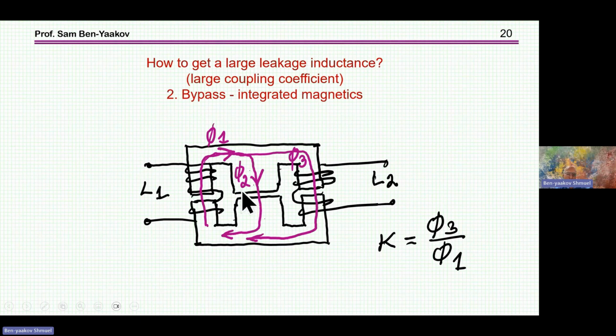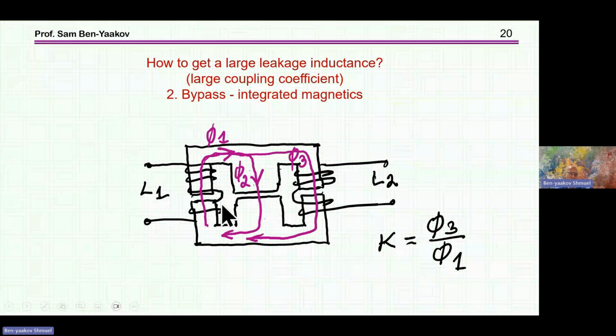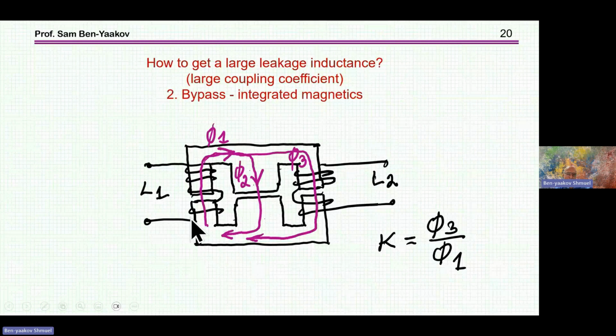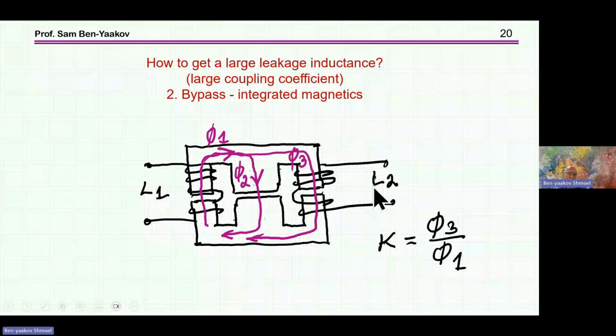You can have the same gap. You can have different gaps, one small, you can have no gap. Anyhow, the idea is the following. You have one winding, another winding, and then you have a bypass with a small reluctance. I'll talk about it in a second. And by this, more flux is escaping and less flux is getting to the other side. And the coupling coefficient is the ratio between the flux that eventually entered L2 divided by the original flux.